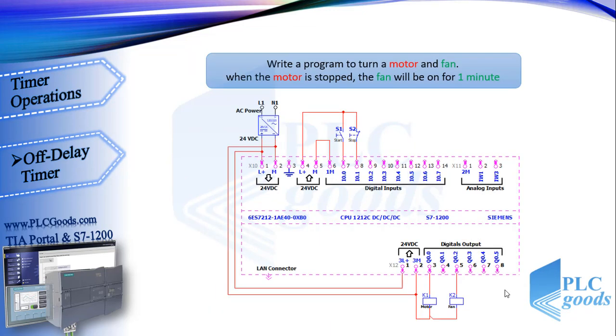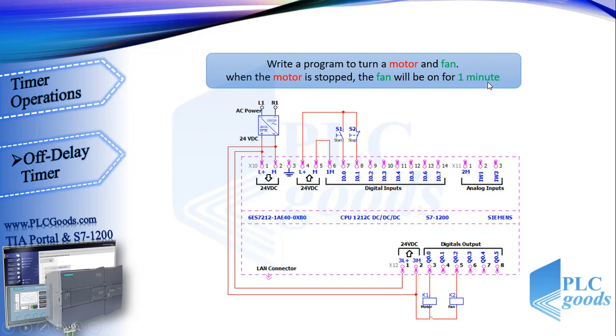Let's write a simple program with an off delay timer. See this PLC wiring. Here we have two outputs. I want to write a program to turn on a motor and fan. When the motor is stopped, the fan will be on for 1 minute. Well, before any exercise, pause the video and try to do that by yourself. Then compare your program with mine.